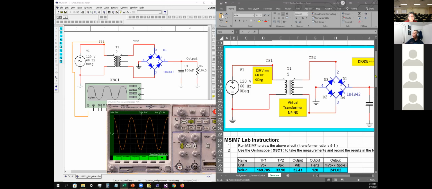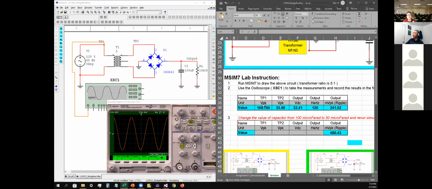But the answer, according to the schematic, they want only peak. So you take that number divided by 2, and that's what gives you only the peak value. Okay. Appreciate it. Thank you very much. All right. So that's how you measure.